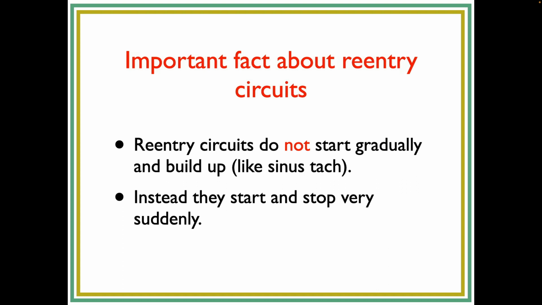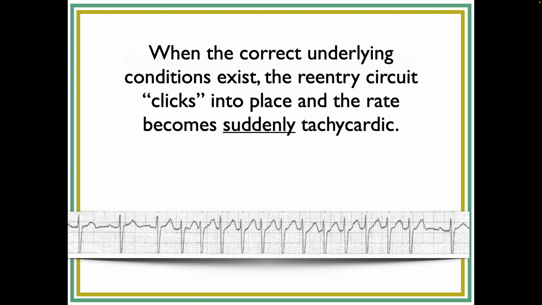So for example, you can see the underlying sinus rhythm here. There's two normal R to Rs, and all of a sudden, this tachycardia takes over. And you see how it's sudden. It just goes from 0 to 90, not quite 0, not quite 90, but you get the idea. It just goes normal rhythm, fast rhythm, back to normal rhythm. It clicks in. When those conditions happen, they click in.